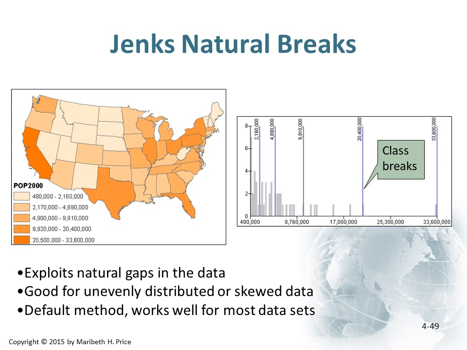Jenks natural breaks is probably the most common, and it's generally the default. It's the one we most often use. It exploits natural gaps in the data. It's good for unevenly distributed or skewed data, and it works well for most data sets.